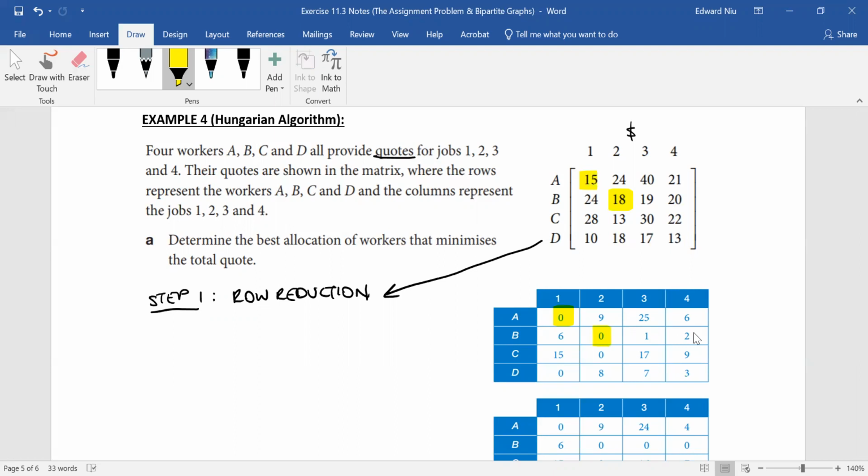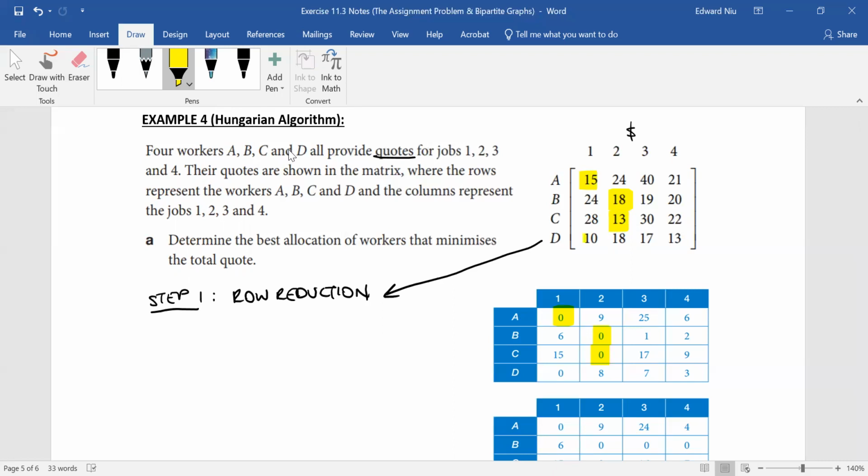Row C, smallest number is 13. So 28 take 13 gets us 15. 13 take 13 gets us 0. 30 take 13 is 17. 22 take 13 is 9.